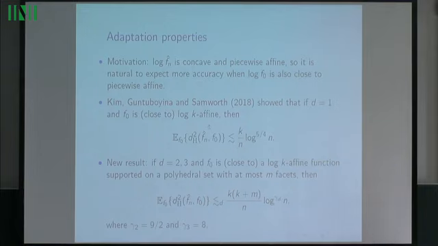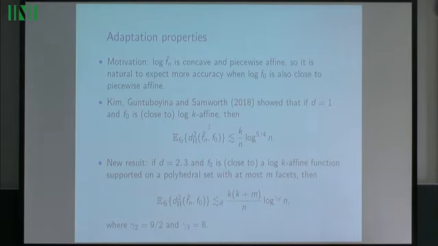Having said that, we might expect that if log f0 is close to piecewise affine, and therefore has a similar structure to log fn hat, the rate at which fn hat converges to f0 in Hellinger distance is going to be much faster than the worst case bounds on the previous slide would suggest. And very recently, it's been shown that this is indeed the case. So Kim, Guntuboyina, and Samworth showed that in the univariate case, if f0 is close to log k-affine, then we essentially get parametric convergence if k is small.